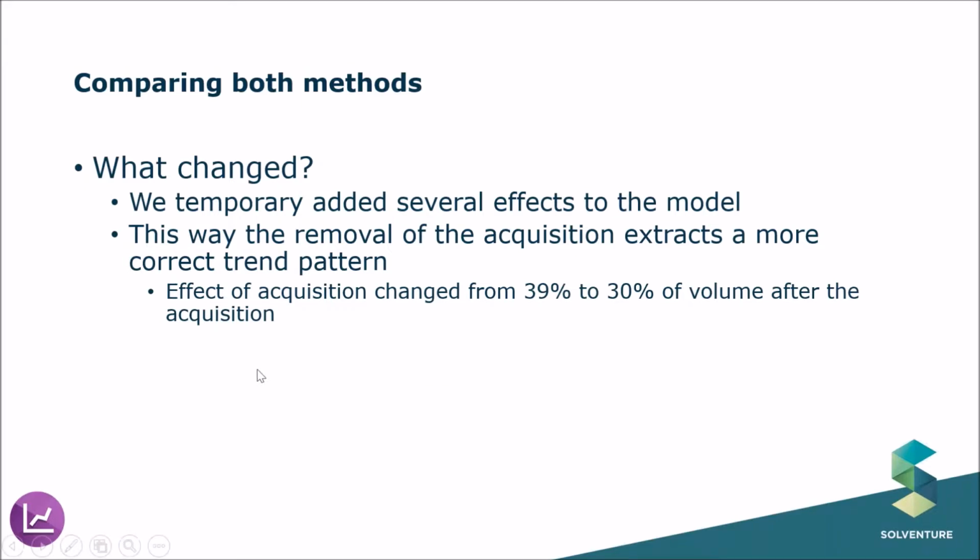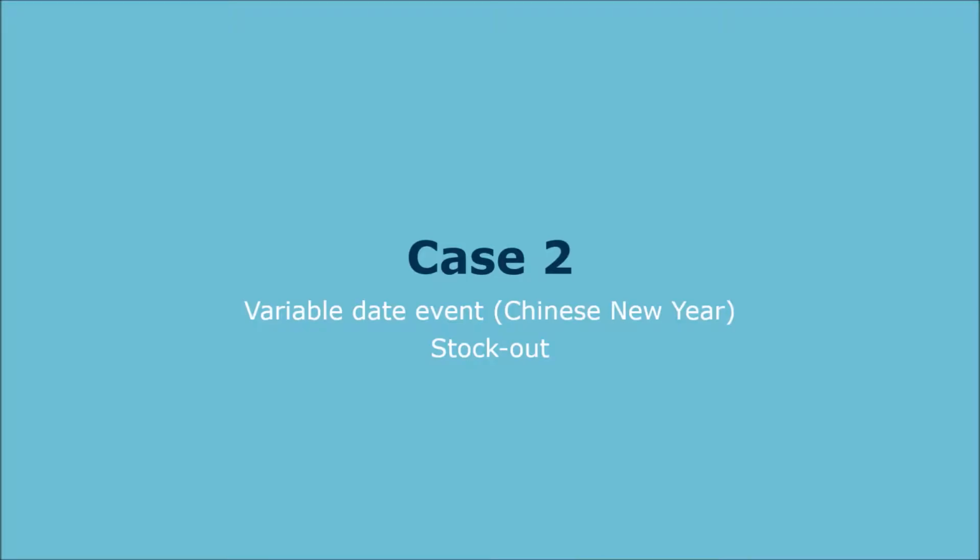Okay, so that was the first one. Changing the method, you can see the effect of the acquisition changed from 93% to 30%. So initially we kind of overestimated the effect of the acquisition. By the more refined modeling, we were more in line with reality, and that helped us to better match, let us say, the real causal macroeconomic indicators. That's what we have been doing in this first case.